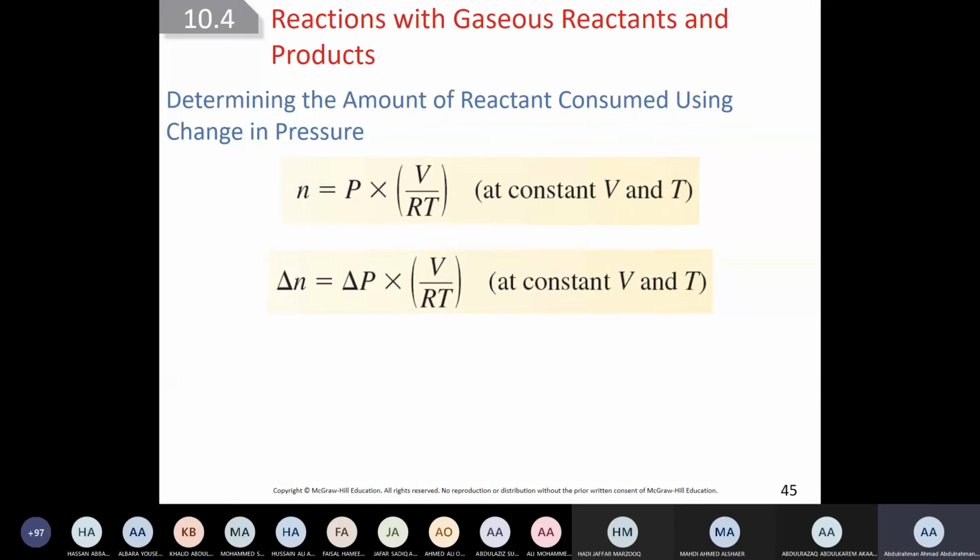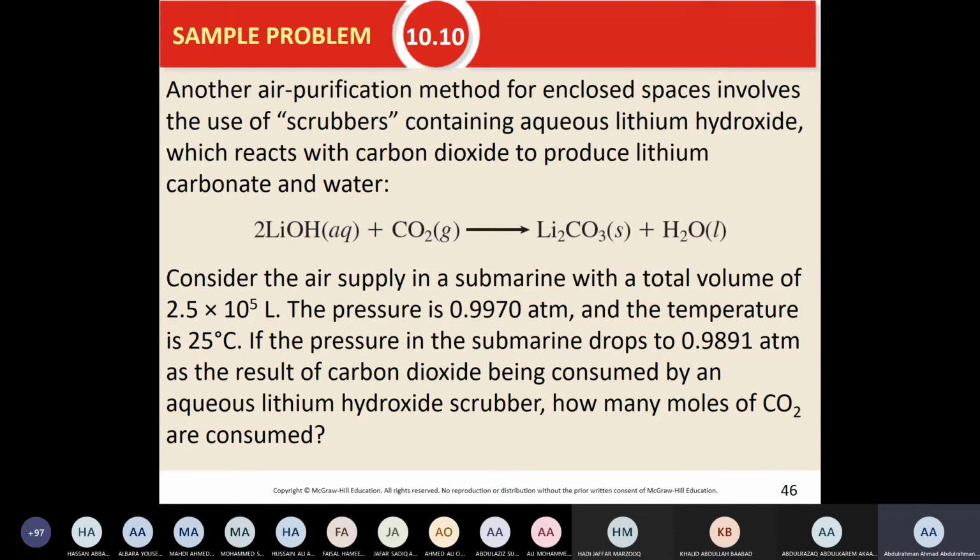Also, we can do a change. If we have constant volume and temperature, we can make n equal to PV over RT, or the change. You know, when we draw this triangle, what does that mean? Change in what? Delta n, change in moles. And what's delta P? Change in pressure. If we have constant volume and temperature, then we can apply this equation also. Good. Okay.